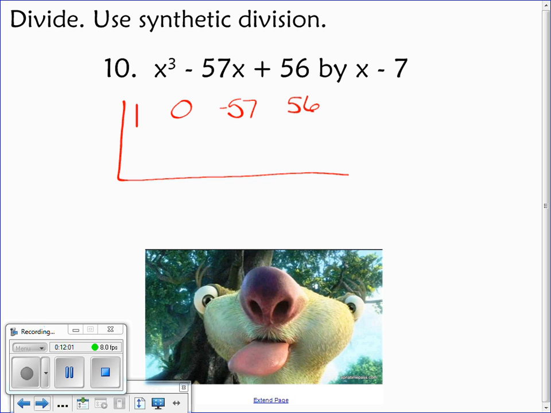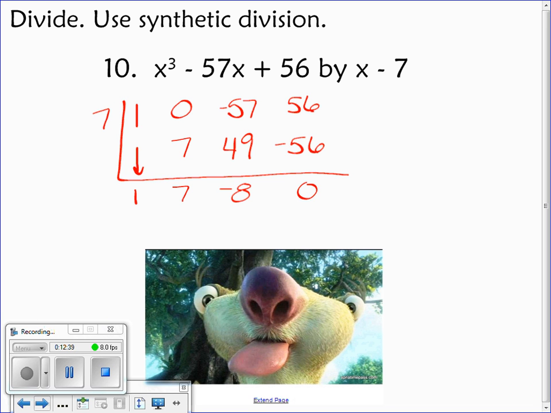What am I dividing by? Good, +7. All right, if you would forget to put that 0 in there, that changes your entire problem, and it's going to be wrong. All right, so we multiply. 7 times 1 is 7. 0 plus 7, 7. 7 times 7, 49. -57 plus 49 is -8. 7 times -8 is -56, and then that gives me 0.